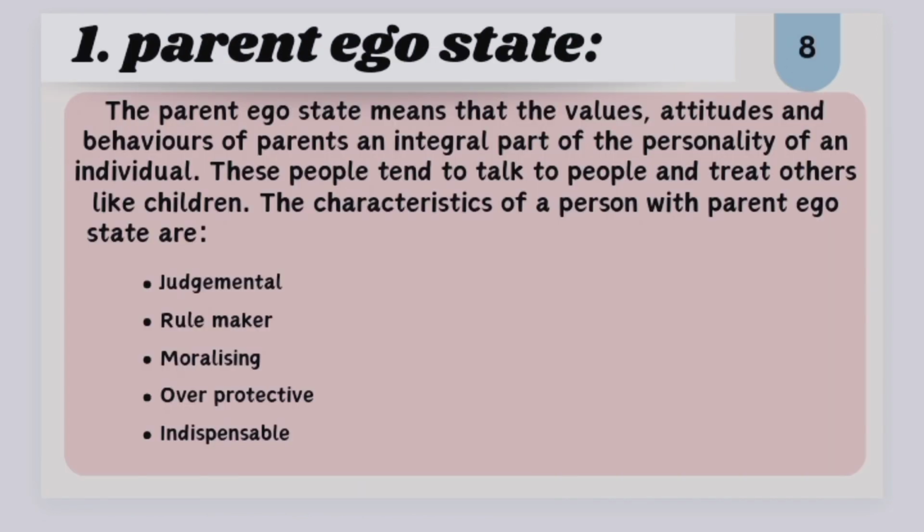Parent ego state. The parent ego state means that the values, attitudes and behavior of the parents are an integral part of the personality of an individual. These people tend to talk to people and treat others like children. The characteristics are judgmental, rule maker, moralizing, overprotective and indispensable.